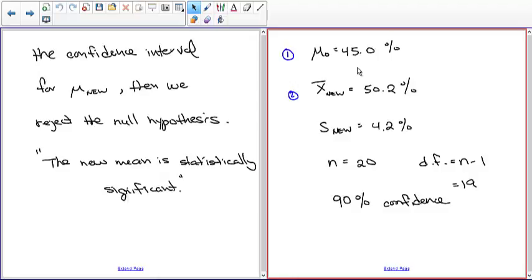The new sample mean was 50.2%. The new sample standard deviation is 4.2%. The next step is to calculate the standard deviation of the sample means. We're just going to take this number divided by the square root of 20, just like we did before.